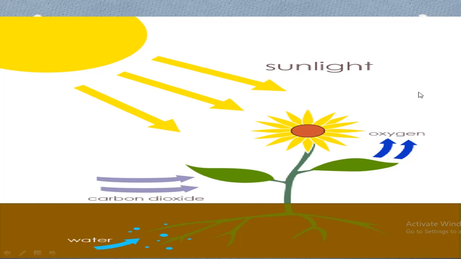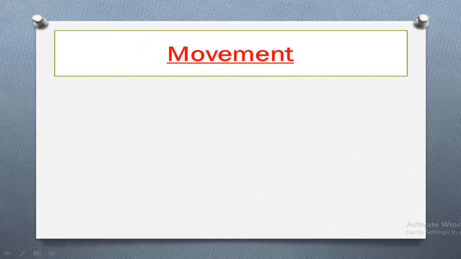Photosynthesis mainly occurs through the leaves of the plant. The gas needed for photosynthesis is carbon dioxide. The things needed for photosynthesis are carbon dioxide, water, sunlight and chlorophyll. Then we will go to learn about movements.